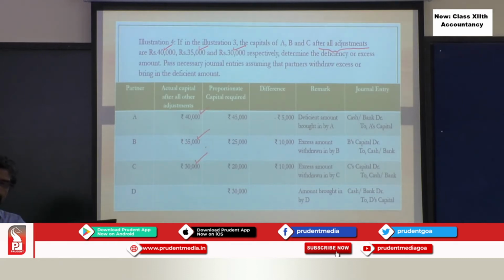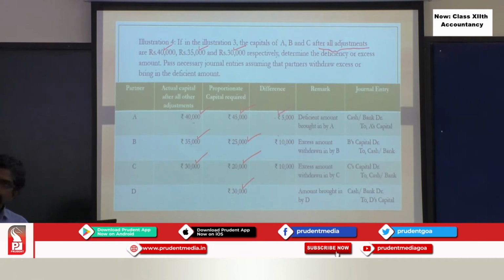What are the proportionate capitals? We found out 45,000, 25,000, 20,000 and 30,000. These are the proportionate capitals of the partners. But when you compare the capital of A, he has only 40,000, whereas he should have 45,000 to maintain the capital in proportion to the new profit and loss sharing ratio. So, here you will find there is a deficiency of rupees 5,000. So, the deficient amount is rupees 5,000.